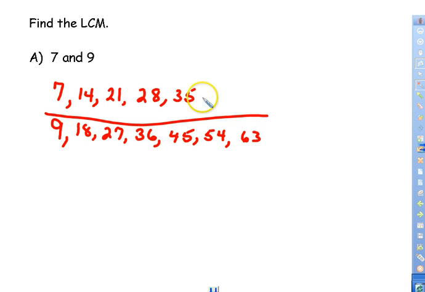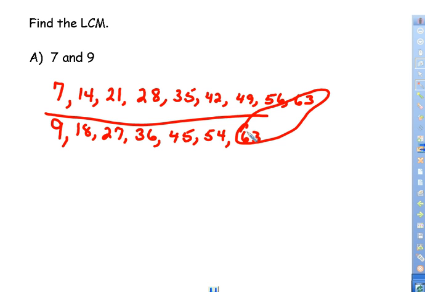And then I'm going to play catch up with this over here to where I have 35 and then 42 and then 49 and then 56. And then I see that I get 63. And that is definitely my first one that is common, therefore that is my least common multiple.